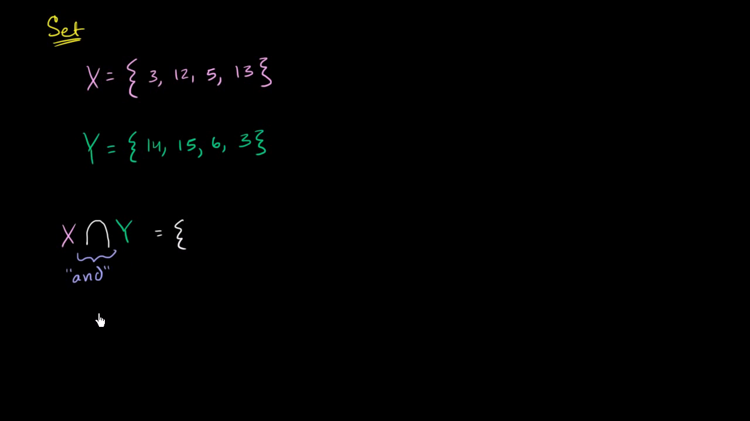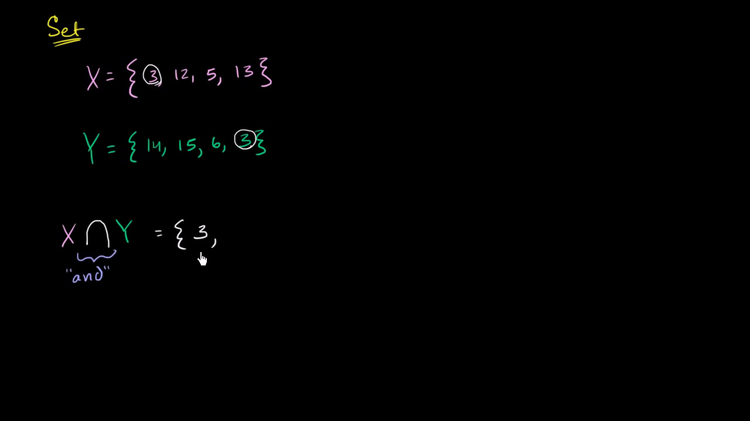So what are those things going to be? Well, let's look at both sets X and Y. So the number 3 is in set X. Is it in set Y as well? Well, sure. It's in both. It's in both, so it will be in the intersection of X and Y. Now, the number 12, that's in set X, but it isn't in set Y, so we're not going to include that. The number 5, it's in X, but it's not in Y. And then we have the number 13 is in X, but it's not in Y.